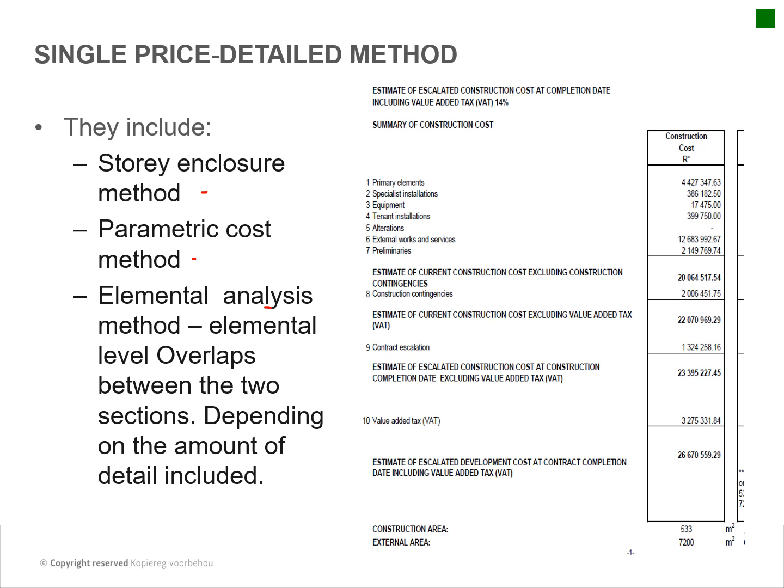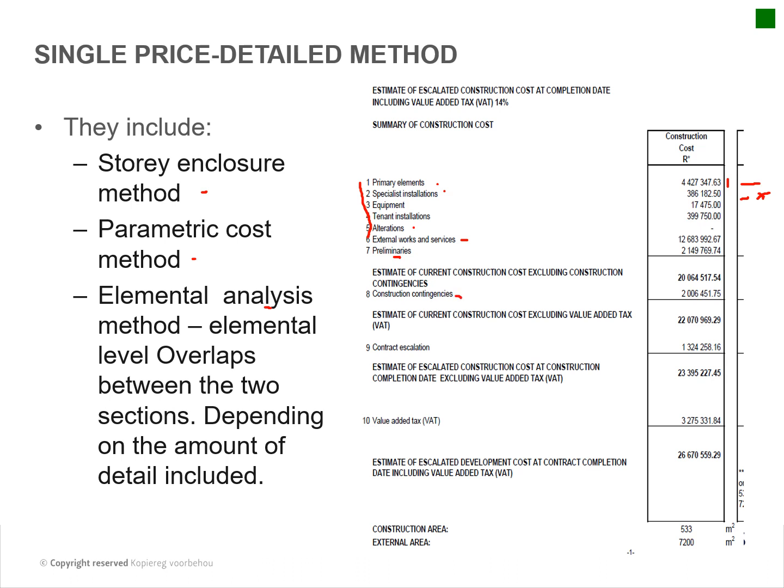examples of those. So this is an example of an elemental analysis method where you've got your primary elements and so on, and you've got your cost estimation here, but it's based on a per square meter area on this side, which is times a rate to get to that estimation. You will see you've got your alteration works and your external services also here as extra items. Preliminaries, we'll still get to that. That's basically the contractor's establishment costs and our construction contingencies. Contingencies we'll also talk about.